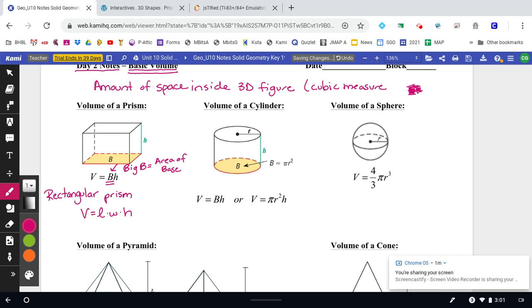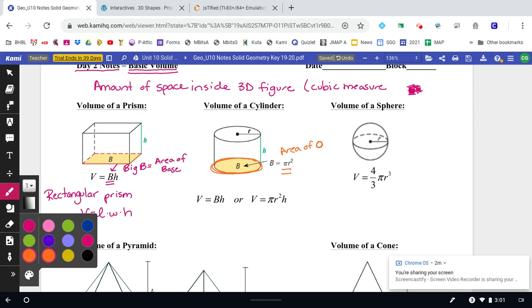If I had a different kind of prism, I would change my formula. So let's see when I talk about my cylinder. Now my base is a circle, so right here, this is the area of the circle formula. Yes, it is the same exact formula as here, but since my base is different, I have a new formula for that. And so what that allows us to do is generalize every kind of figure where we can find the area of the base.